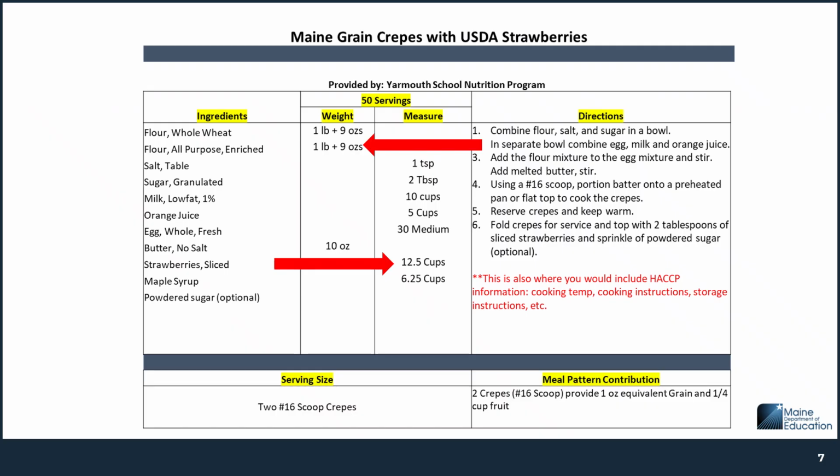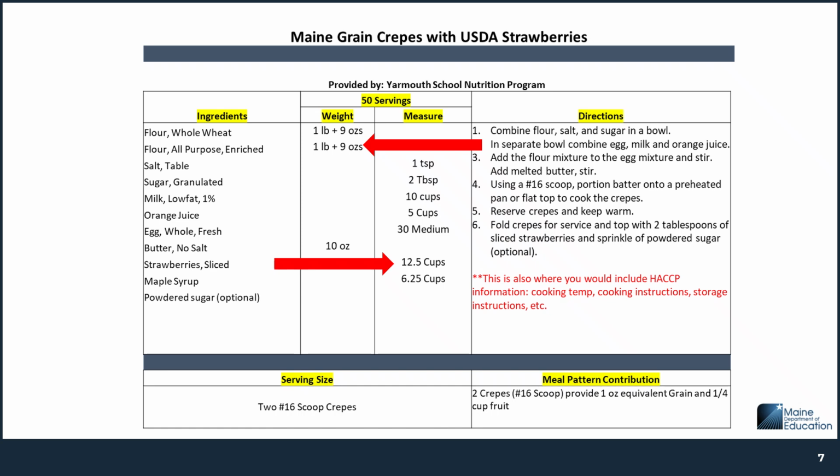Now here is an example of a standardized recipe. You can see that it has all of the components we just discussed. It has the yield. It states that it provides 50 servings. It has all of its ingredients listed out. It also has the option of the ingredients being listed by weight or measure.